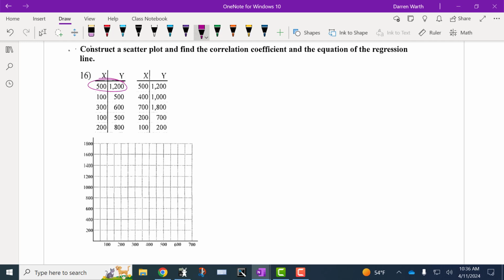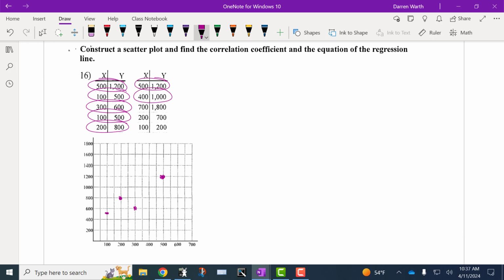So I go to 500 and 1200, and I put a dot there. I go to 100 and 500, and I put a dot right there. So that's about halfway in the middle. And then I go to the next one. I got 300 and 600. I put another dot right there. I go to 100 and 500, and I put another dot right there. It's the same as the other one, so it's right on top of it, so you wouldn't be able to see it. So I go to 200 and 800. I put a dot right there. I go to 500 and 1200 and put a dot right there. You won't be able to see it because it's already on top of another data point.